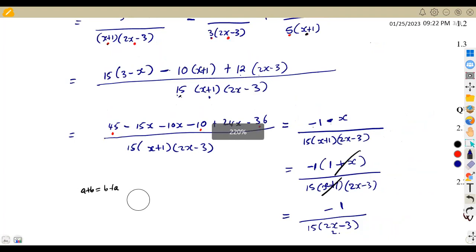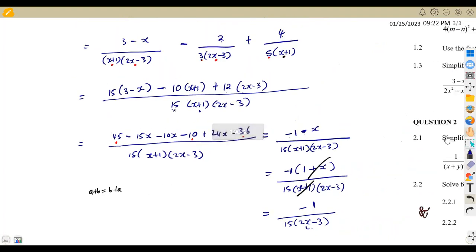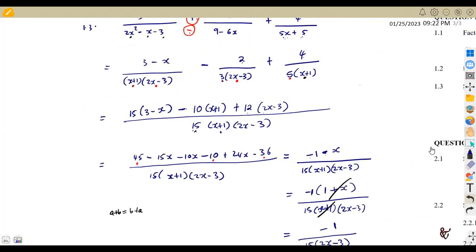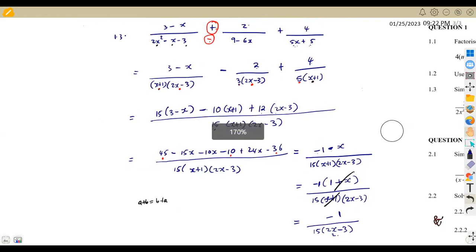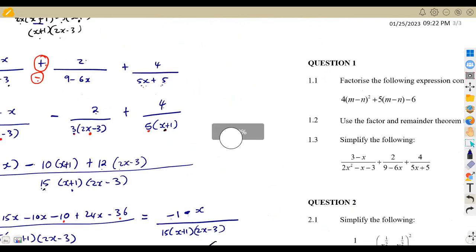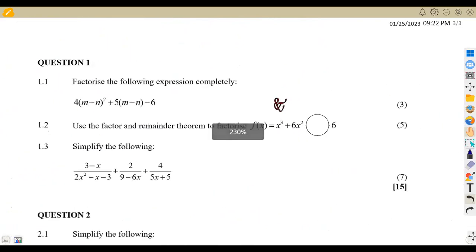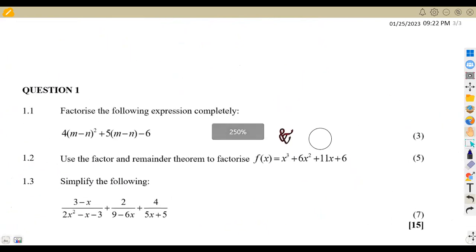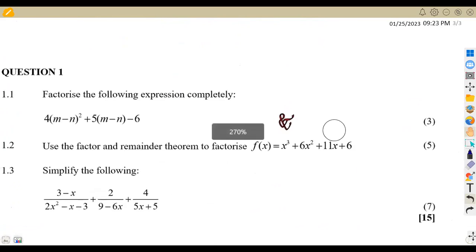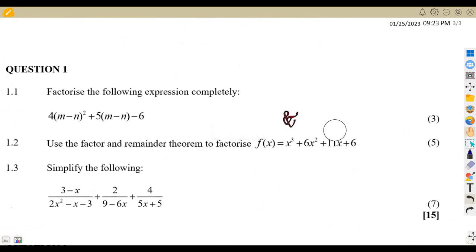So when you're asked to simplify, try by all means to factorize the denominators. Then the rest, you have to simplify. You have to check as much as you can from your calculations. Try by all means to just think outside the box, guys. Everything is possible. Okay, so that was 15 marks on question number 1.